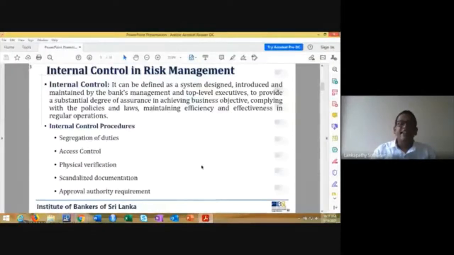Standardized documentation is also one of them, so that all the documents can be properly kept and maintained. Every bank has to maintain its documents for 6 years, and within 6 years they should be able to produce those documents. If it is a government institution or government bank, they have to maintain them for 12 years under the FIU rules.